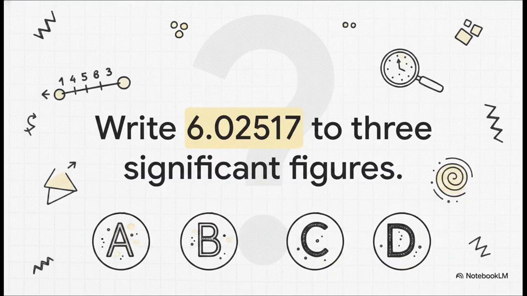So picture this, you're in the hot seat, the clock is ticking, and here's the exact question staring back at you. Write 6.02517 to three significant figures, and they give you four options to choose from. A is 6.03, B is 6.02, C is 6.026, and D is 6.025. Now, I know exactly how tricky these rounding problems feel under pressure. The numbers start to blur together, and you just know examiner traps are hiding everywhere. But honestly, don't even sweat it because we're going to completely dismantle this question together.